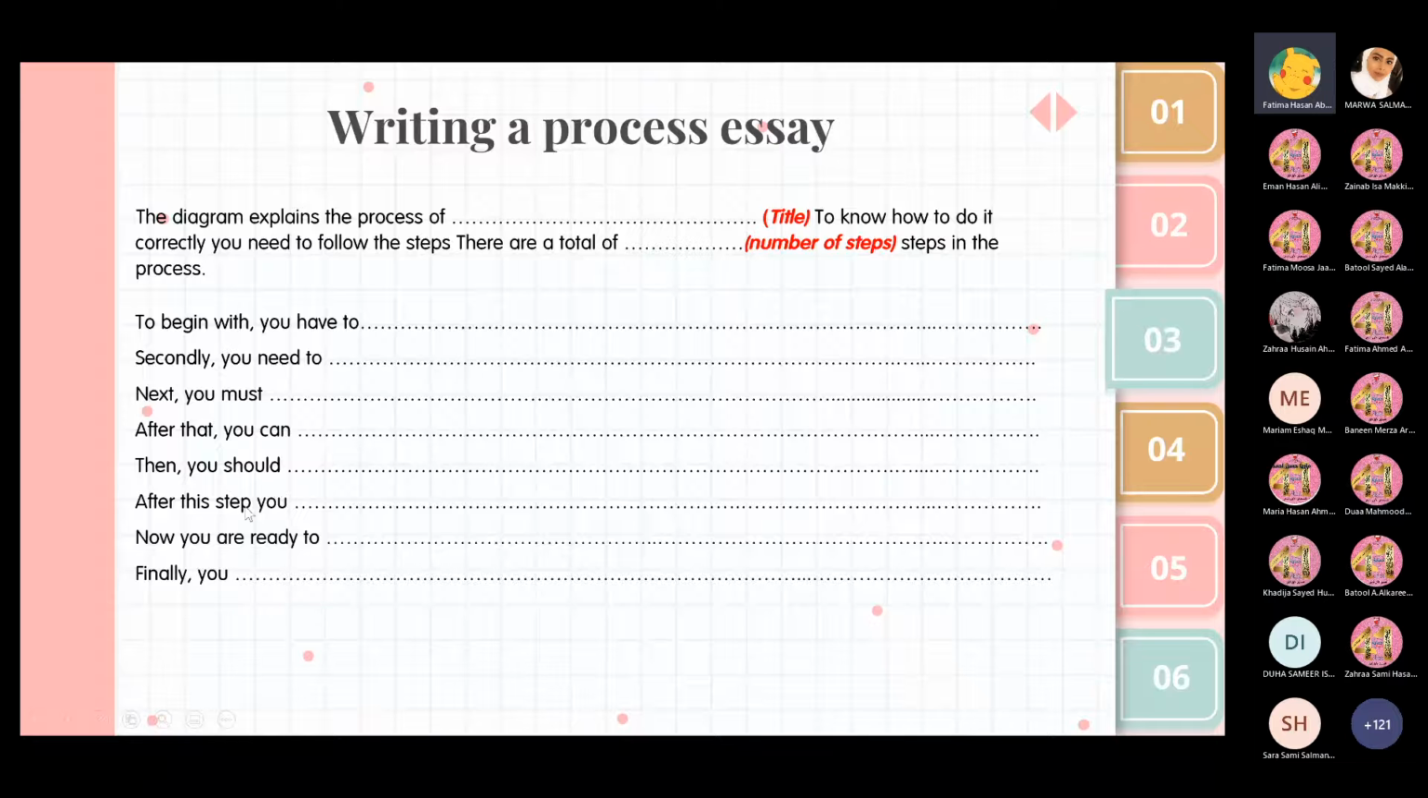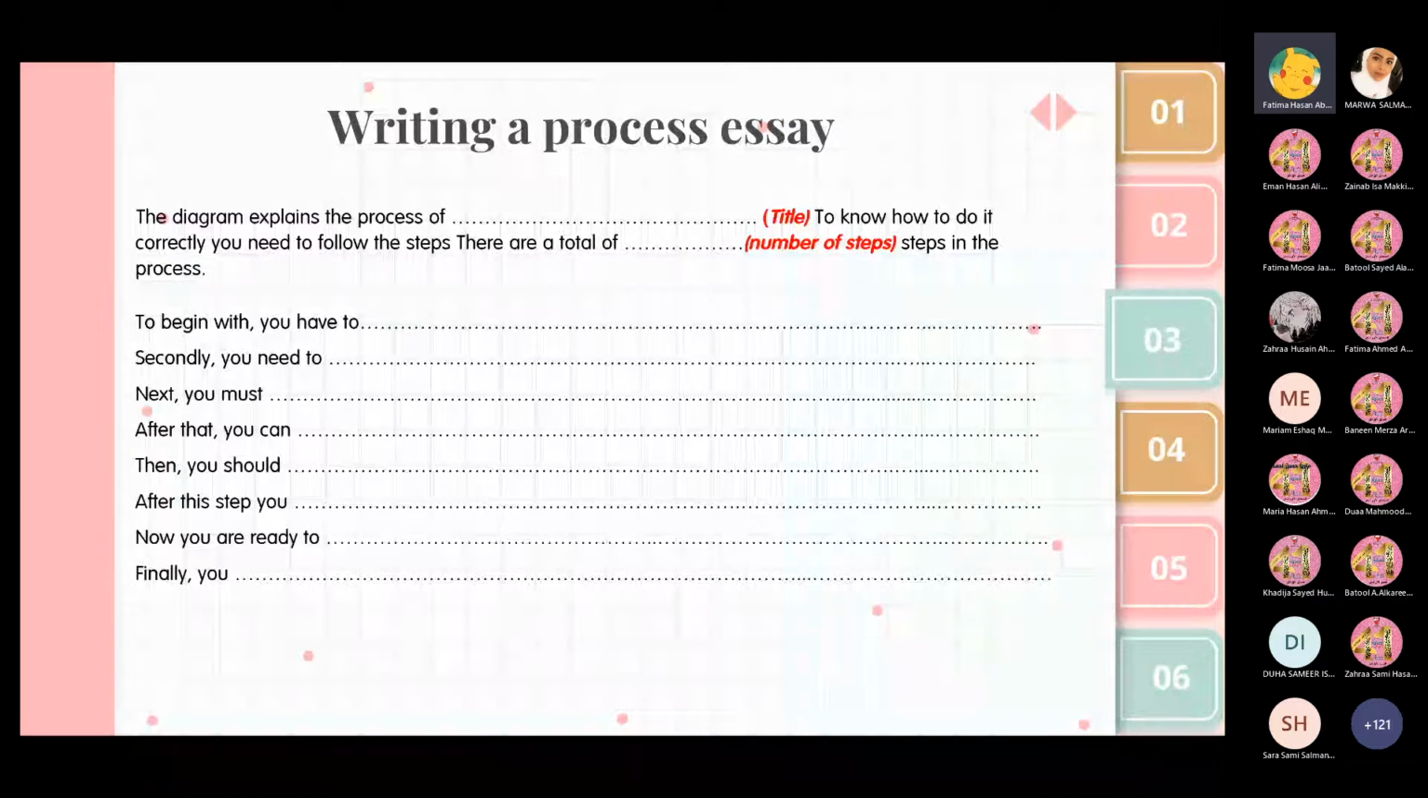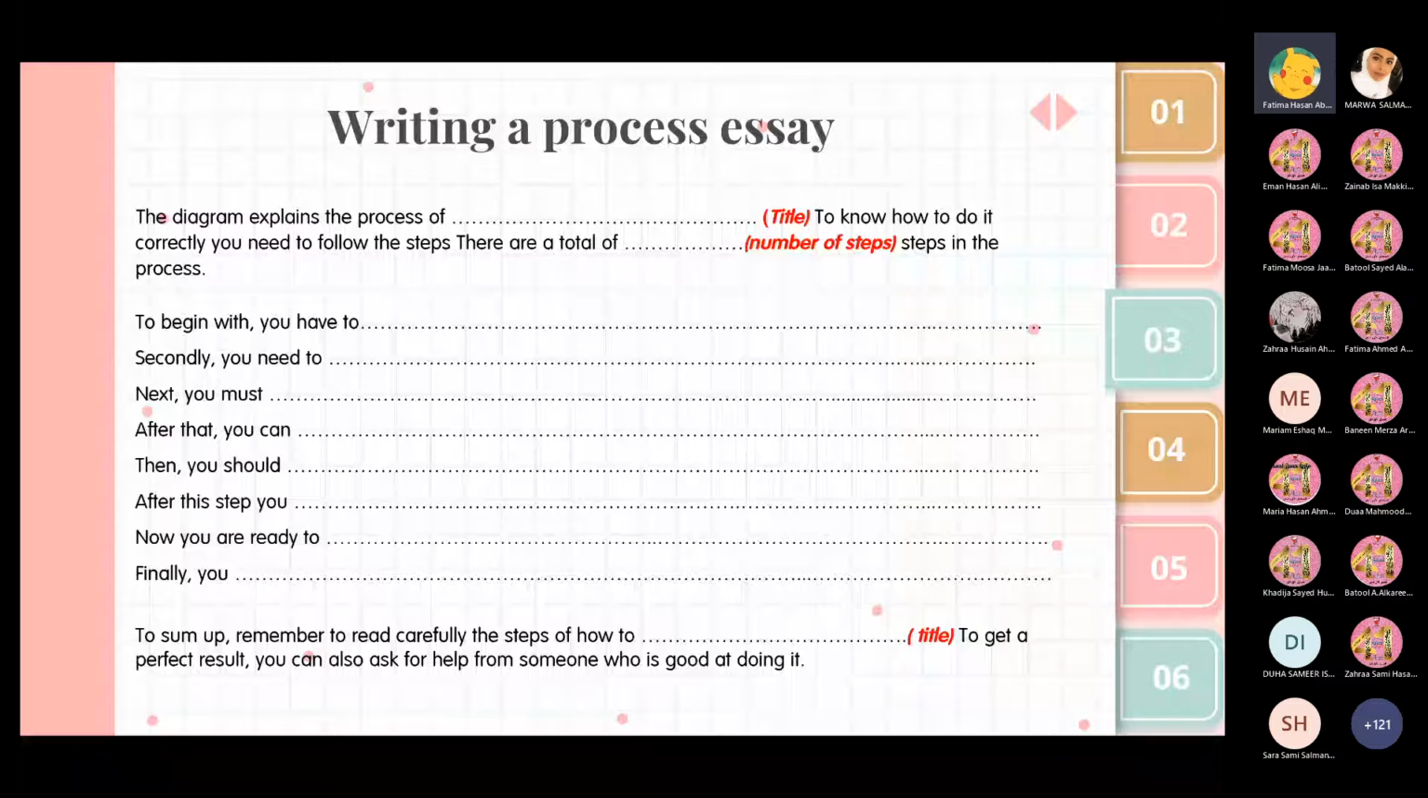After this step, this is going to be the sixth step. Now you are ready, this is going to be the seventh step. Finally, this is going to be your last step. To sum up, this is going to be the last paragraph to sum up. Remember to read carefully the steps and the title of the process to get a perfect result. You can also ask for help from someone who is good at doing it.